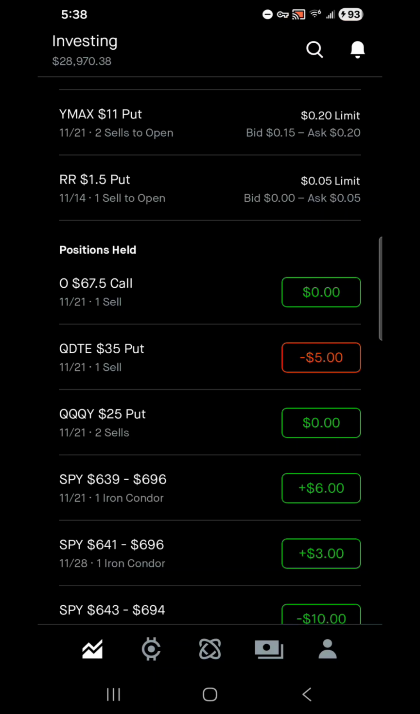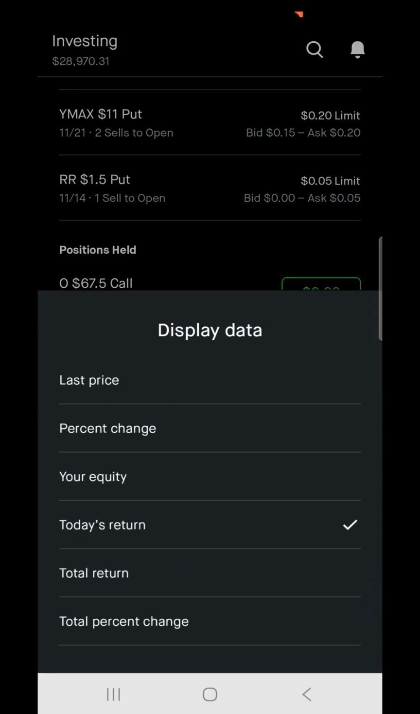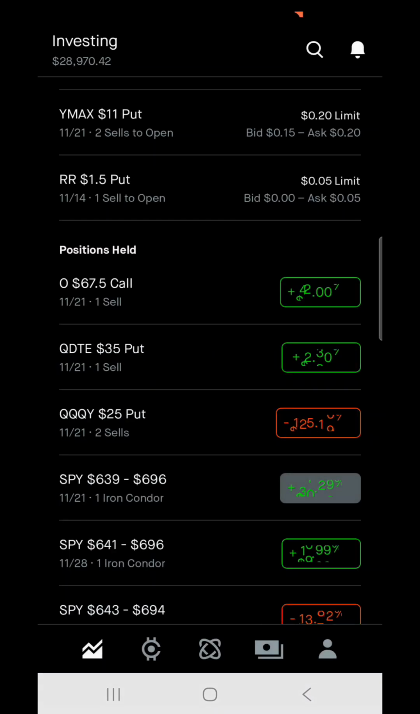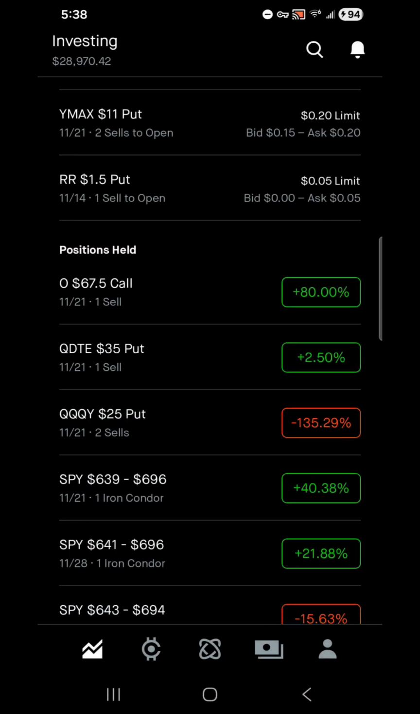Today's return, for example, QDTE, we're down $5. Other ones are $0, $6, and that's in dollar amounts. Total return is in dollar amount. So from as soon as you open it until today, it calculates how much you've made on this, and then total percent change, pretty similar. Seen from the very first start when you open it to today, how much you made in it percent wise.